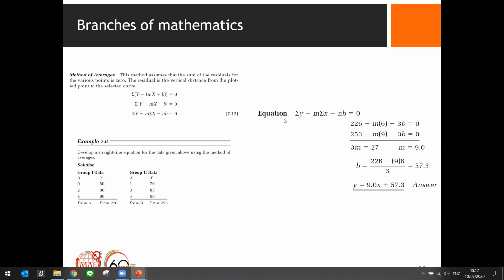Next, you can have this equation, the number one. This equation tells you that the summation of y is going to be equal to what? The average slope times the summation of x plus nb. Right, so n is going to be the number of data in the sample. So in this case, we have n equal to 3, right? Because we have 3 data, n equal to 3.